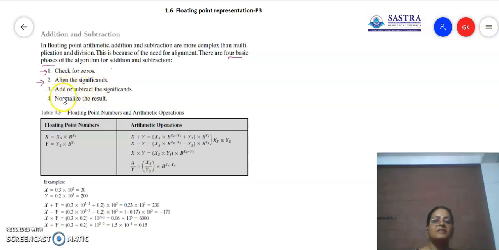After doing this, the result will be obtained, and we have to ensure that the result is normalized, because initially we assume that the input floating point numbers are in normalized form. So the final output whatever we have got should also be normalized. So in general, any floating point operation will follow these four steps: checking for zeros, aligning the significands, adding or subtracting the significands, and normalizing the result.